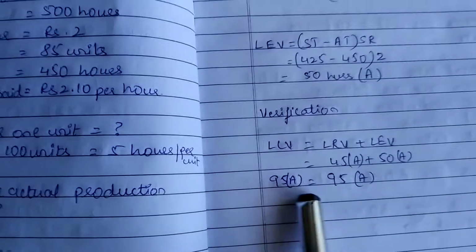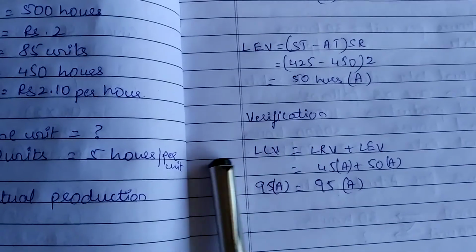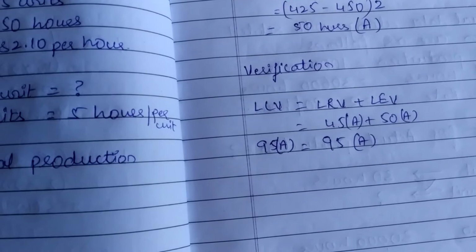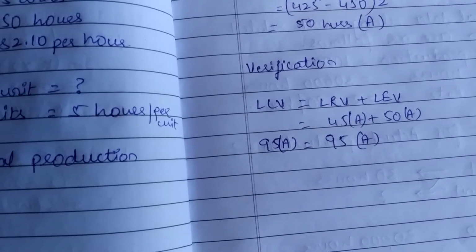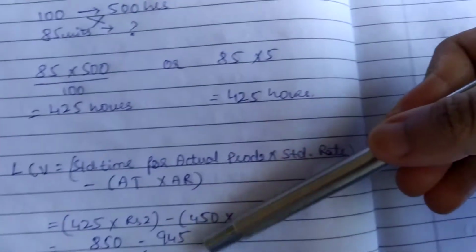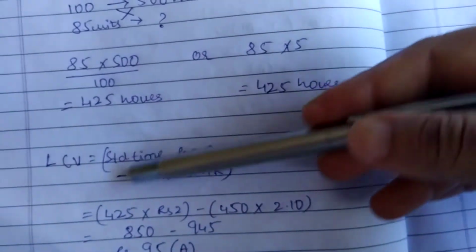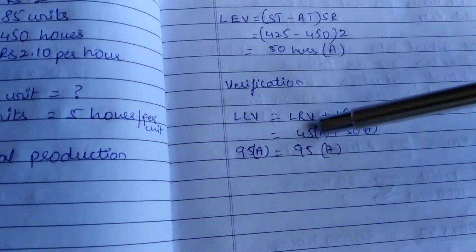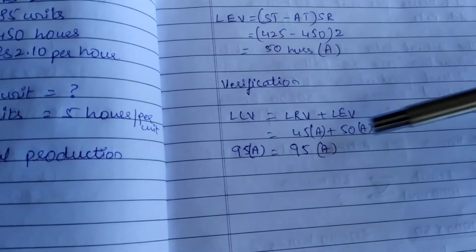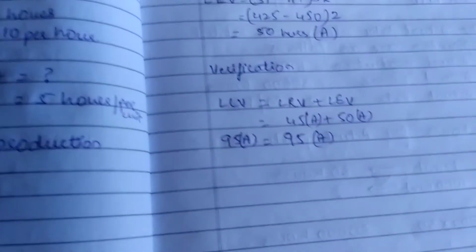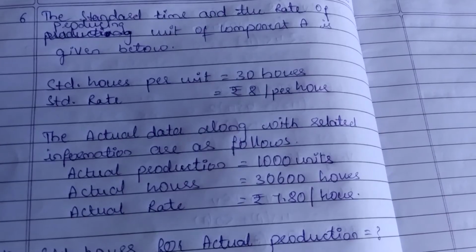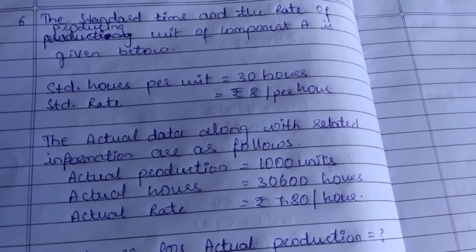Now verification. LCV equals LRV plus LEV. We have got 95 rupees from the calculation, which is adverse. So we have to get the same answer over here. 45 is adverse, 50 is also adverse. So 45 plus 50 is 95 adverse. Okay, we shall go for the other problem.